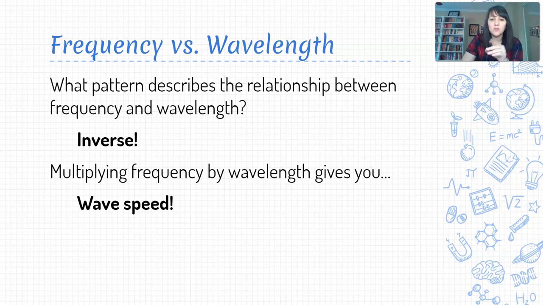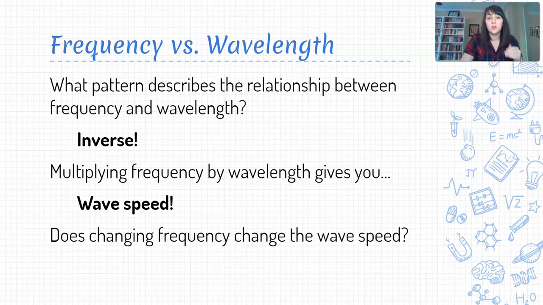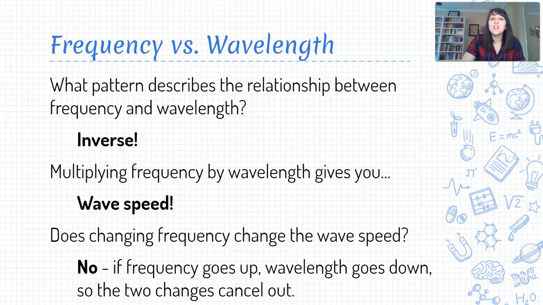And we'll put that into equation form in just a moment. But first, I really quickly want to address that. Does this mean that changing frequency changes the wave speed? It does not. What we should find is that if our frequency goes up, the wavelength automatically goes down. So they still ultimately multiply to the same wave speed. Those two changes cancel each other out. The wave speed is unaffected by changing the frequency of our wave.